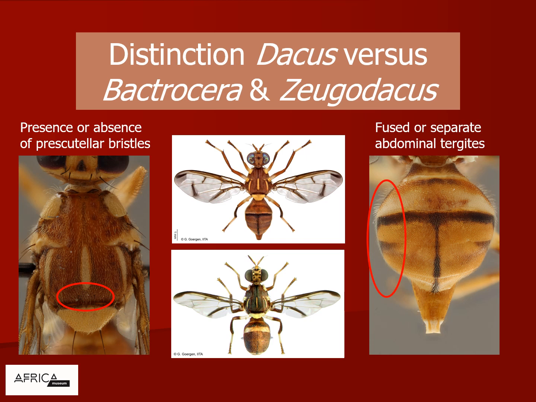One deals with the absence or presence of prescutellar bristles. The position of these bristles is indicated with a red circle on the left-hand image. If present, they are placed anteriorly of the scutellum. The second character deals with the tergites of the abdomen, whether they are fused together or separate. The state of this character is observed the easiest along the lateral margin of the abdomen, the region encircled on the right-hand image.